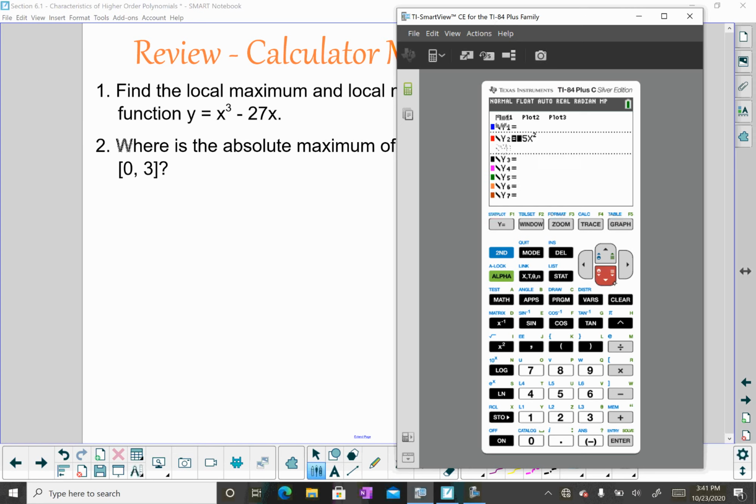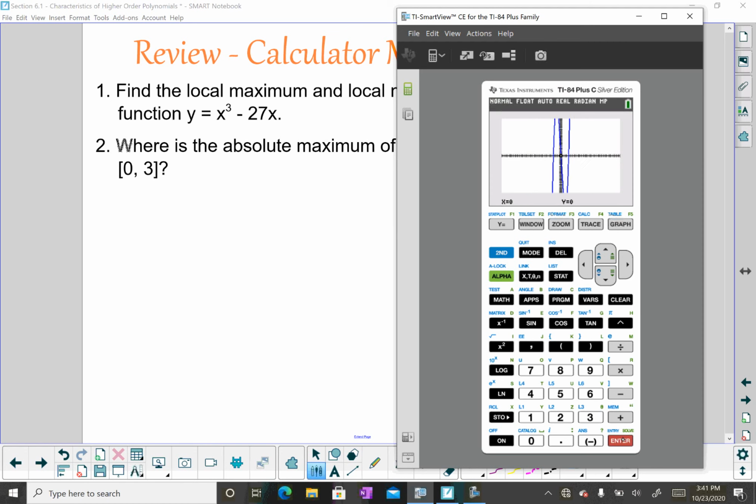We're going to clear out the equations that are in there. And we're going to type it in x to the third minus 27x. And then I'm just going to graph in my standard window. Zoom 6 will do that for me. I definitely need to zoom out, though, a little bit here. So I'm just going to hit zoom out, number 3, and then enter.